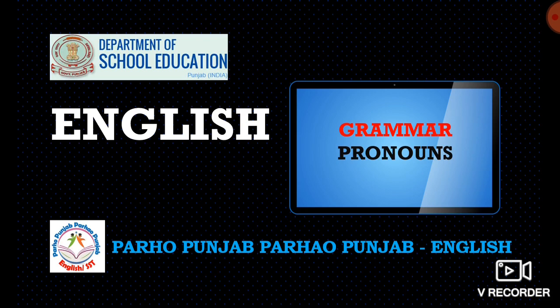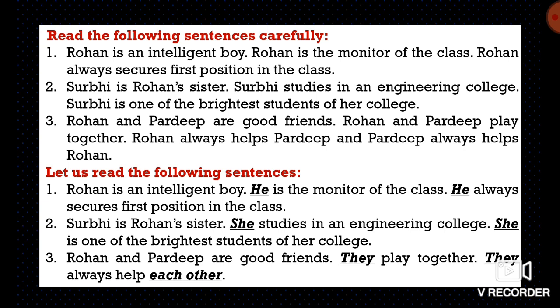Let's begin. First of all, let us read the following sentences carefully. First is, Rohan is an intelligent boy. Rohan is the monitor of the class. Rohan always secures first position in the class. Second, Surbhi is Rohan's sister. Surbhi studies in an engineering college. Surbhi is one of the brightest students of her college.